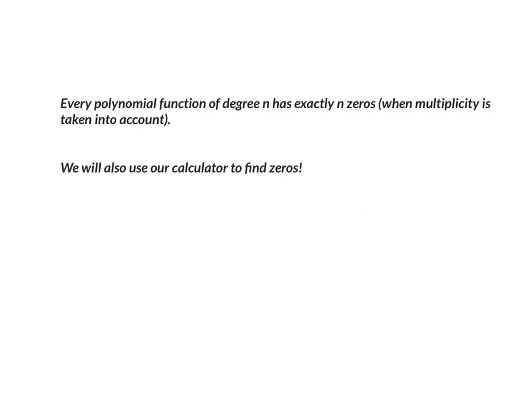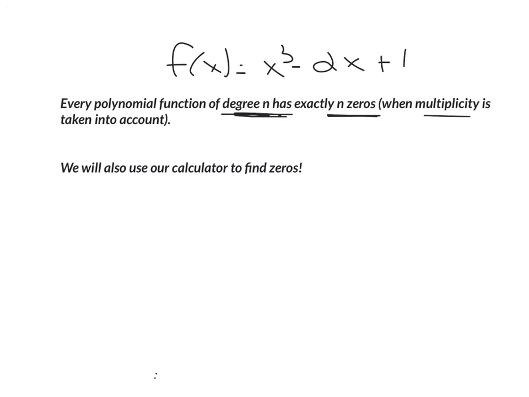All right, this is a huge slide. This is the last one. Not a huge deal, but it's very important here. Every polynomial function of degree n, whatever the degree is, that's how many zeros it has when you count the multiplicity. So, real quick, if I have f of x equals x cubed minus 2x plus 1, the degree is 3. The degree is 3 because that's the biggest exponent. It also tells me how many zeros there are, that's how many zeros I need to find.